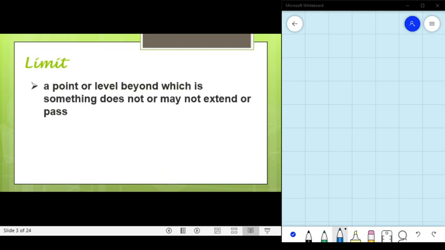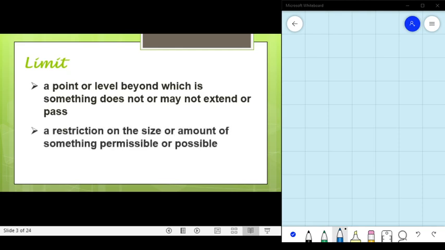Limit. When we say limit, it refers to a point or level beyond which something does not or may not extend or pass. It is a restriction on the size or amount of something permissible or possible.